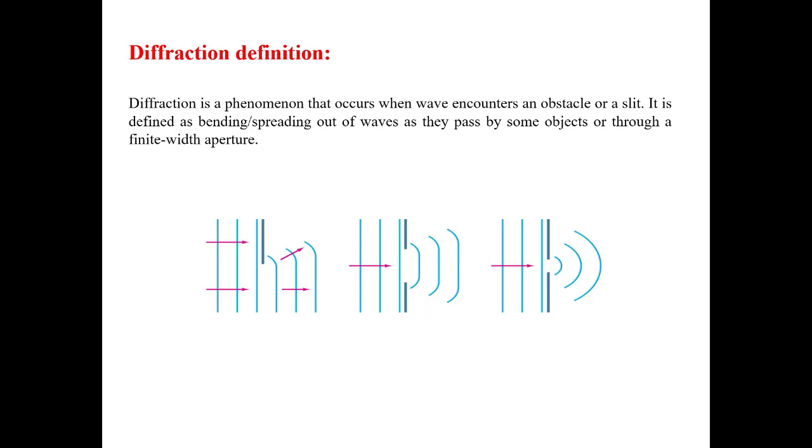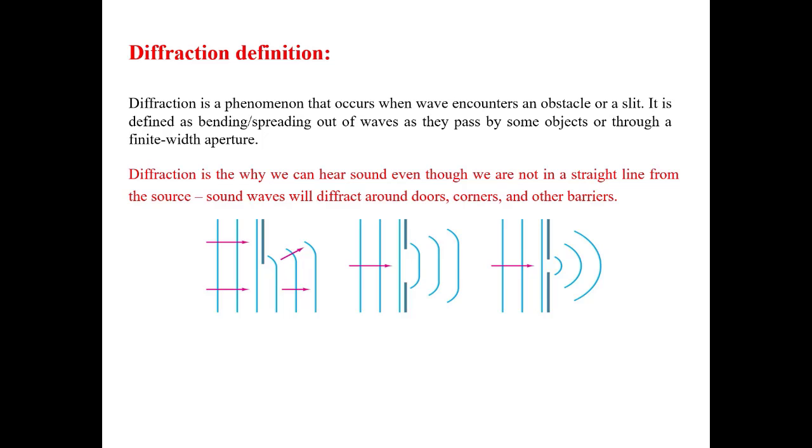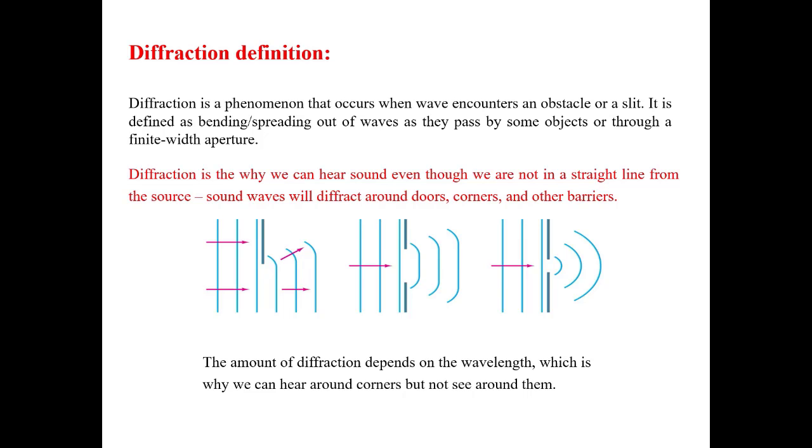The phenomenon of diffraction is defined as the spreading out or bending of light around the edges of an obstacle it encounters while passing through a finite width aperture. It is diffraction of waves due to which we can hear the sound coming from a position hiding from our eyes. The amount of diffraction is a function of wavelength of waves, which is why we can hear around corners but cannot see around them.